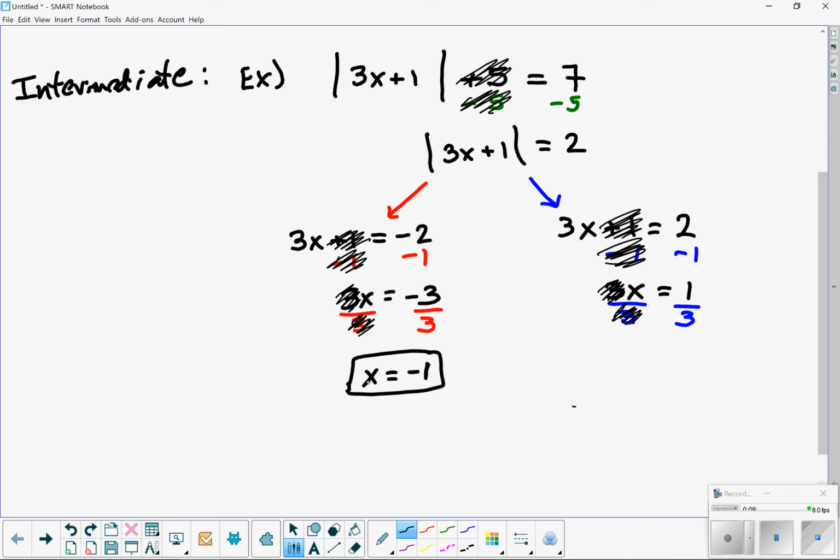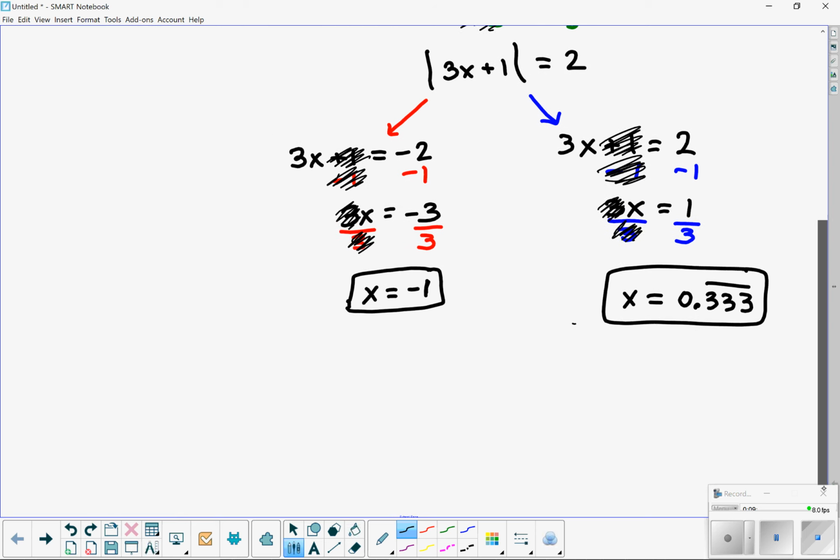Okay, over here, 1 divided by 3, and that just ends up being 1 divided by 3, or you can call it 0.333333 with a line over it. Okay, or you can call it 1/3 if you like. Right, so that's intermediate level. Now there's another intermediate level, right?